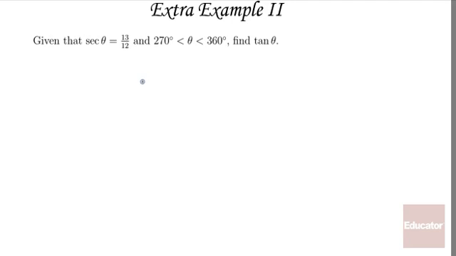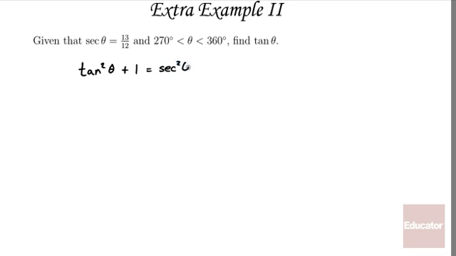All right, we're given a secant of an angle here, 13/12, and we're given that the angle in terms of degrees is between 270 and 360, and we're asked to find the tangent of theta. So this is pretty clearly asking us to use the Pythagorean identity tan squared theta plus 1 is equal to secant squared theta.